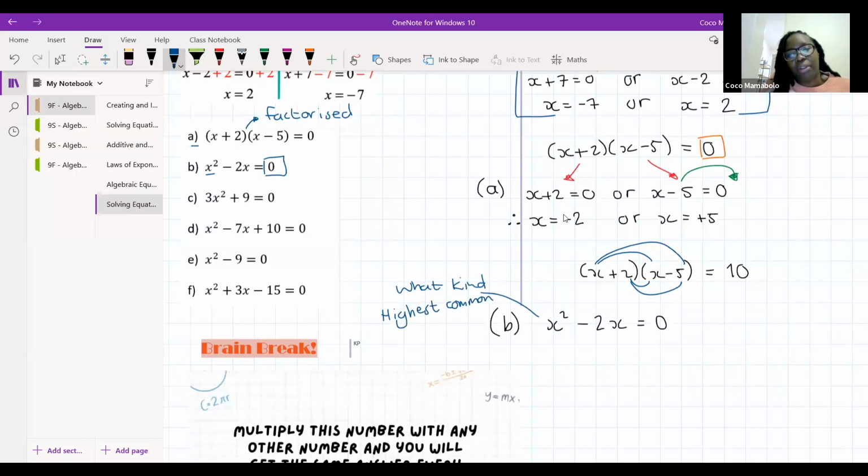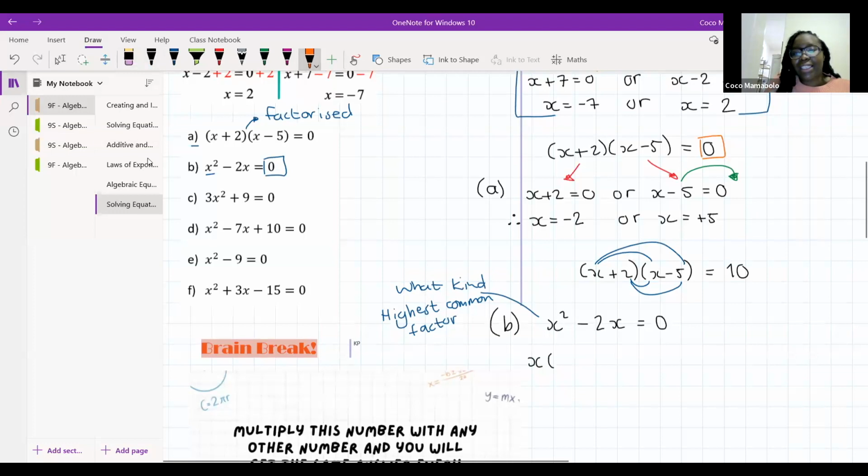What is my highest common factor between x squared and negative 2x, guys? Well, it can't be x squared because this one doesn't have an x squared. And it can't be negative 2x because x squared doesn't have a negative 2. So what do they have in common? They have x in common. That's the only thing they have in common. So we're going to take x out as a common factor.